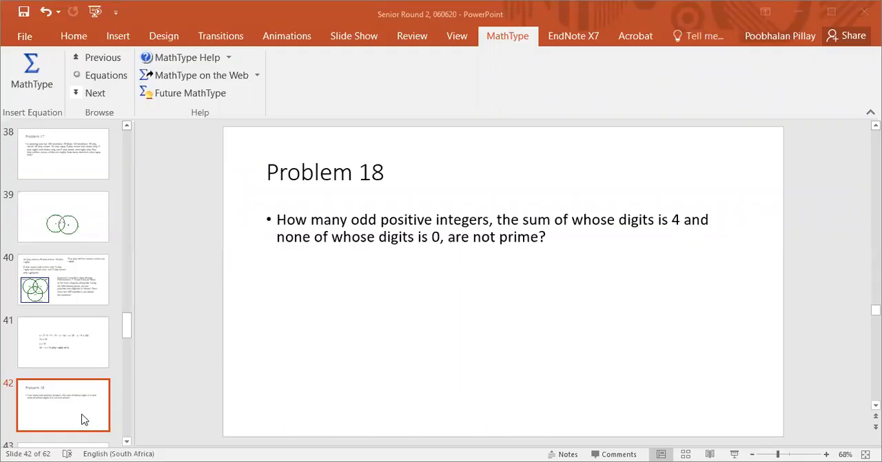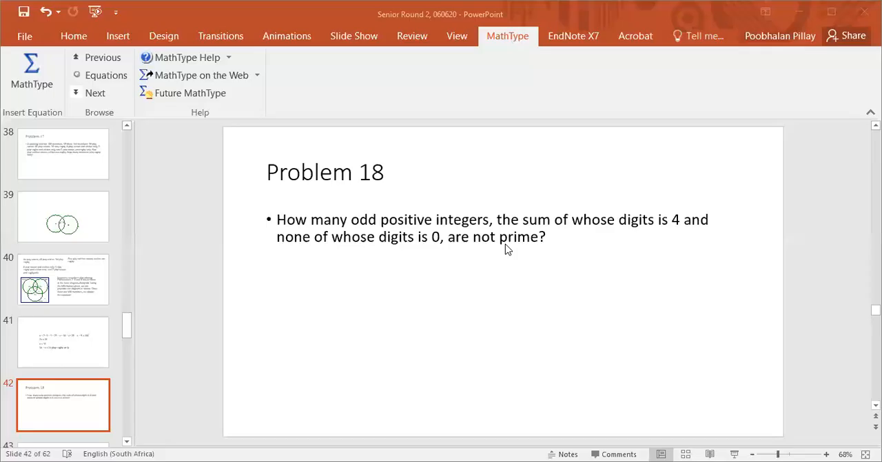just unpack the question. So what happens here is, they are positive integers, so it could be anything like 10 million or whatever, that's a positive integer. But when you add the digits, you're going to get 4. And none of those digits is 0. So you're going to have positive numbers which add up to 4, and they have to be odd numbers. That means the last digit will have to be an odd number. And finally, those numbers should not be prime.